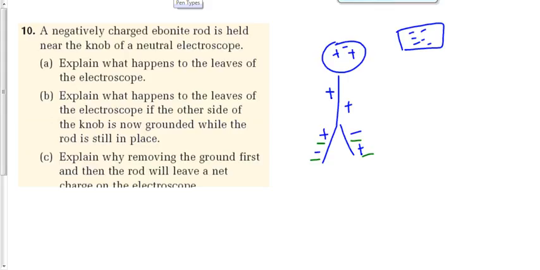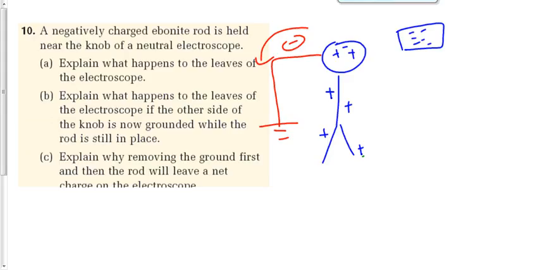They spread apart. What happens to the leaves of the electroscope if the other side of the knob is now grounded while the rod is still in place? It doesn't matter where we put the grounding wire. Same thing's going to happen. This time the negatives are not going to be pushed down into the leaves. They're going to be pushed down into the ground. So that's going to leave the leaves positive. But they're still going to repel. They repelled before because they were negative, now because they're positive.